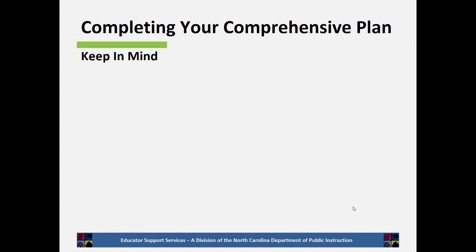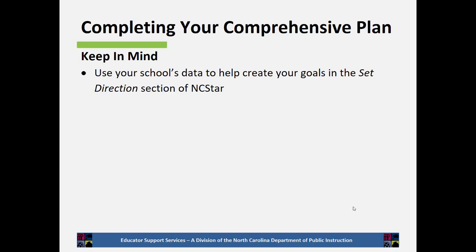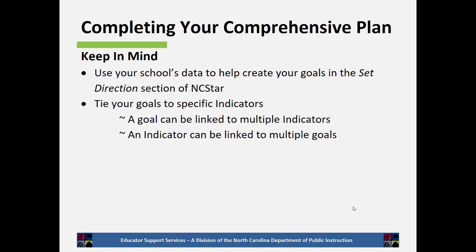Some things to keep in mind. You want to use your school's data to help create your goals in the set direction of NC STAR. And like I said, there are various types of data that you can use, but explore multiple sets of data. The more you have, the better your goals will be, the more targeted they'll be for the work that you want to do in your school. Tie your goals to specific indicators. Again, a goal can be linked to multiple indicators, or an indicator can be linked to multiple goals.